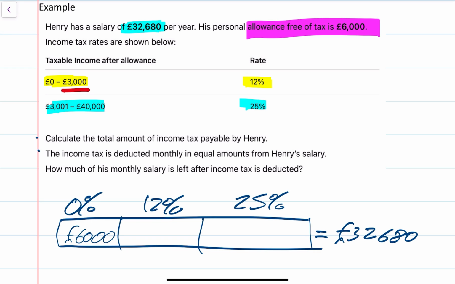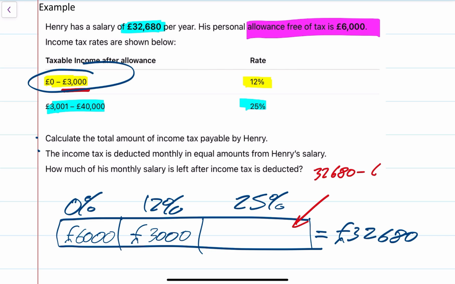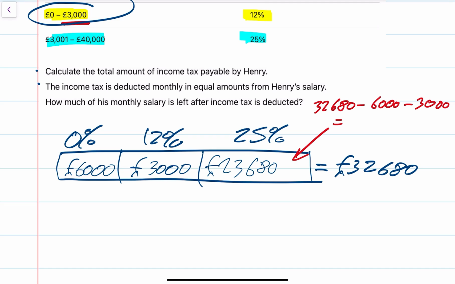The next bit then is the next £3,000, from 0 to £3,000, which is 12%. And then the last bit, and this is why this is a wee bit trickier, to get this box, it's going to be your total, which is 32,680 minus the 6,000 minus the 3,000. Just do that on your calculator. It will be a calculator exam for this. Minus 6,000 and minus the 3,000. And of course that works out to be 23,680. We have done the hard bit of the question, getting these things. We just need to do this.